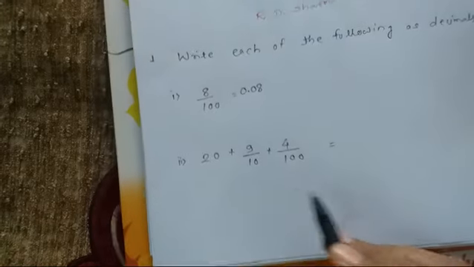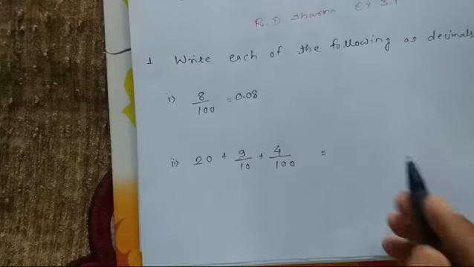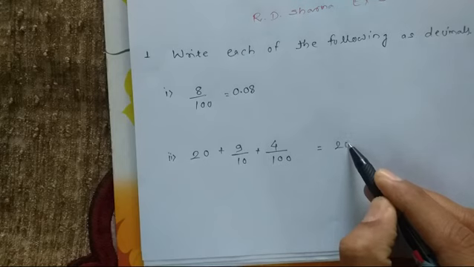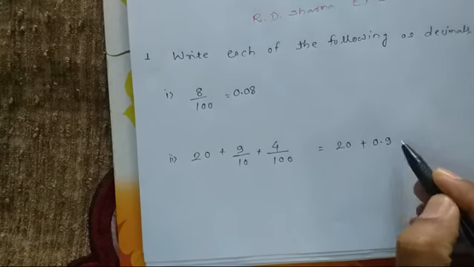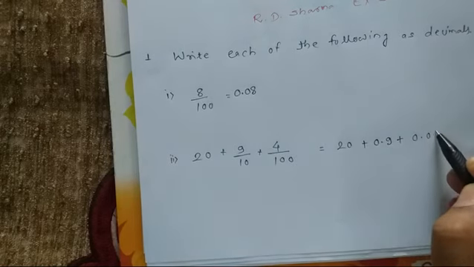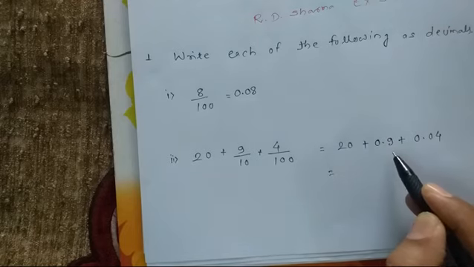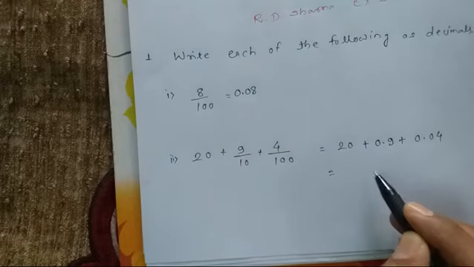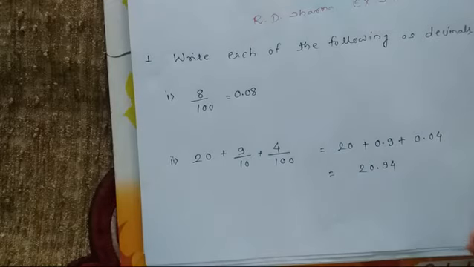Then the next question is 20 plus 9 upon 10 plus 4 upon 100. So 20 we can write as it is, 9 upon 10 means 0.9 and 4 upon 100 means 0.04. And if we add 20 plus 0.9 plus 0.04, we will get 20.94.